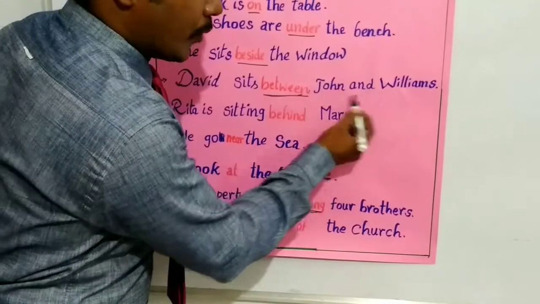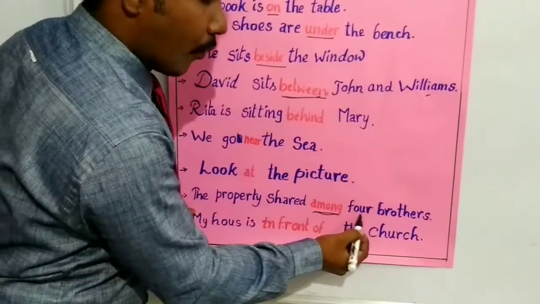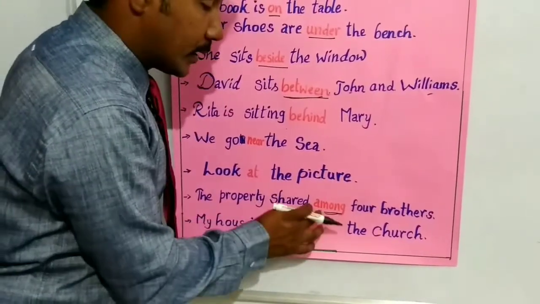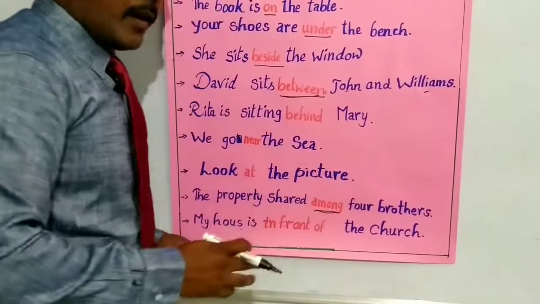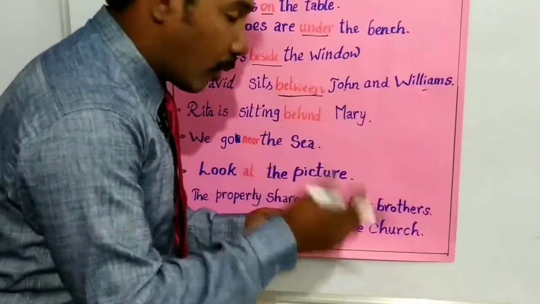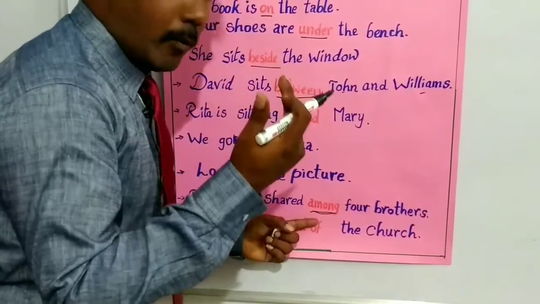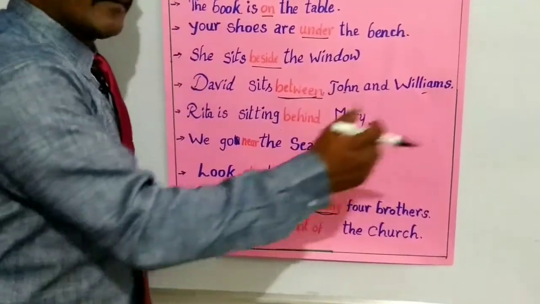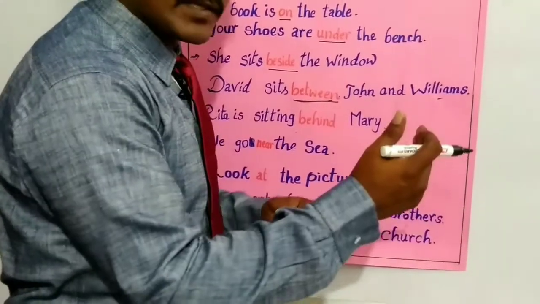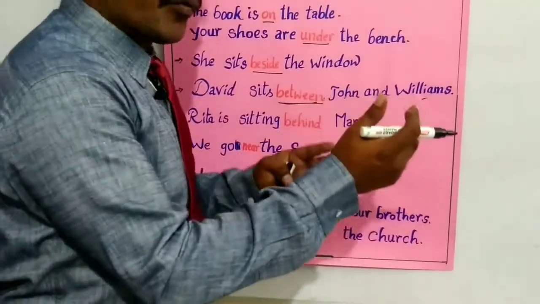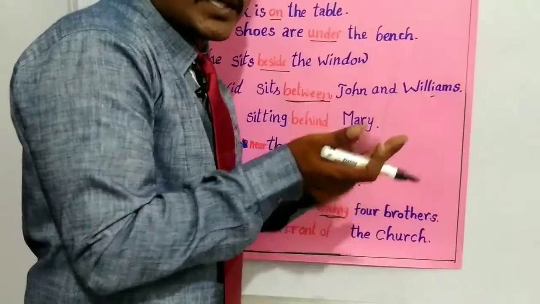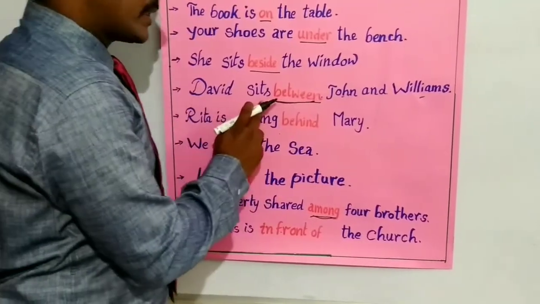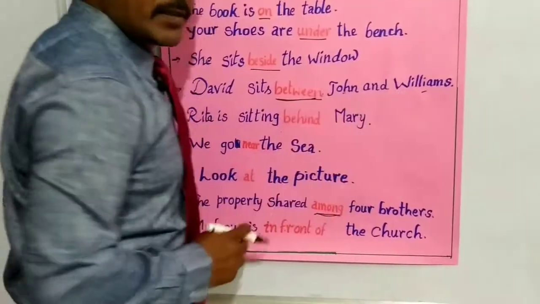Here, two persons, and here four brothers. So more than two here. That is why we should not use between here. We should use only among, because the subjects are more than two. Four brothers, so among the four brothers, among the five sisters, among the three sisters, like that. Between the two friends. If you want to use two, definitely we have to use only between. So David sits between John and Williams.